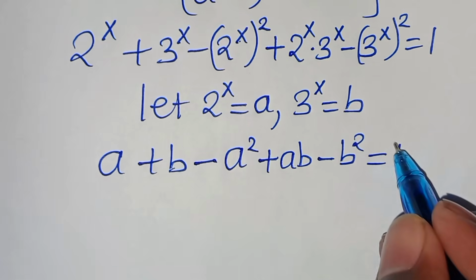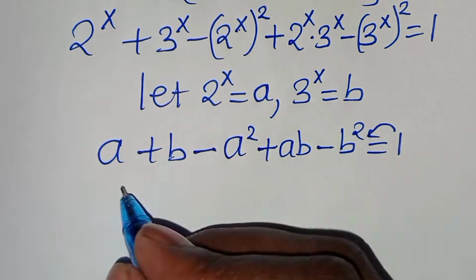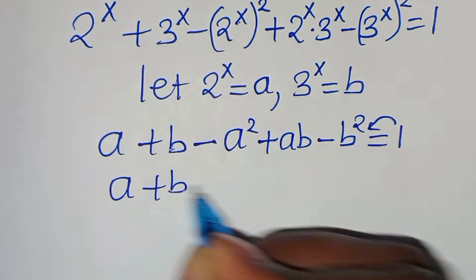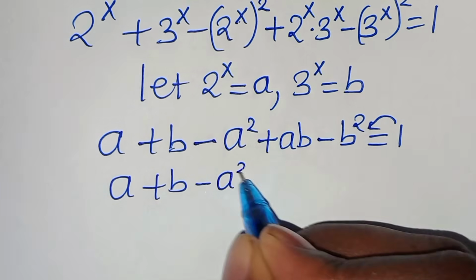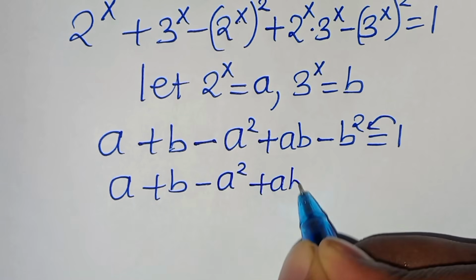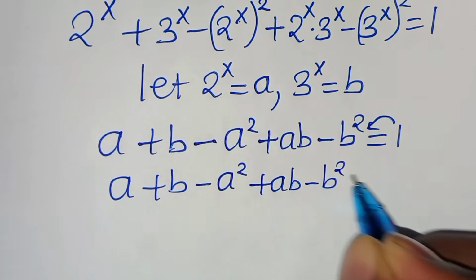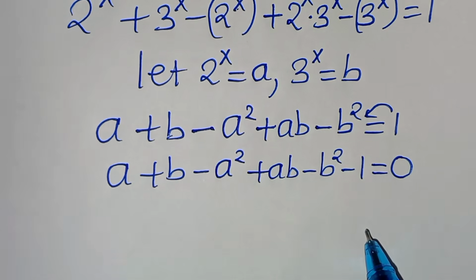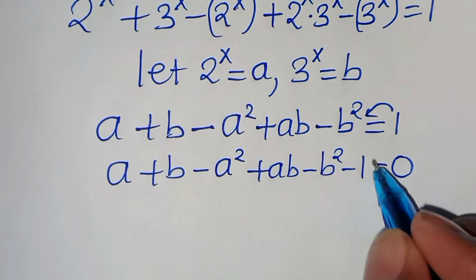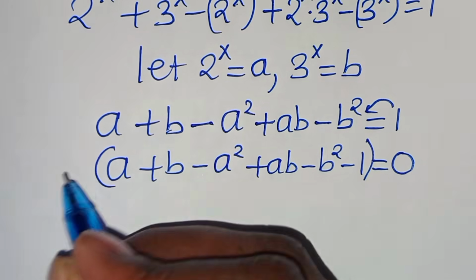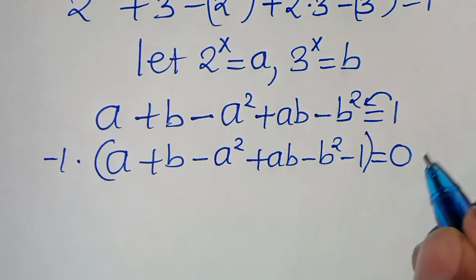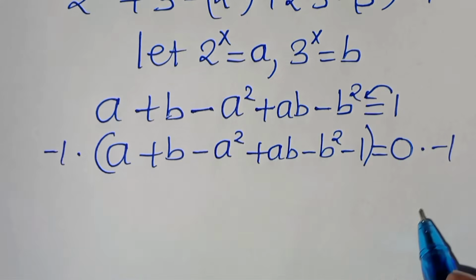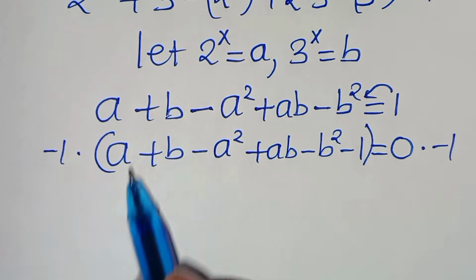The next step is to take 1 to the left hand side, so that we have a plus b minus a to the power of 2, then plus a times b minus b to the power of 2, subtract 1. This is equal to 0. Now, the next step here is to multiply both sides by -1. Let's multiply both sides by -1, so that here we have negative.